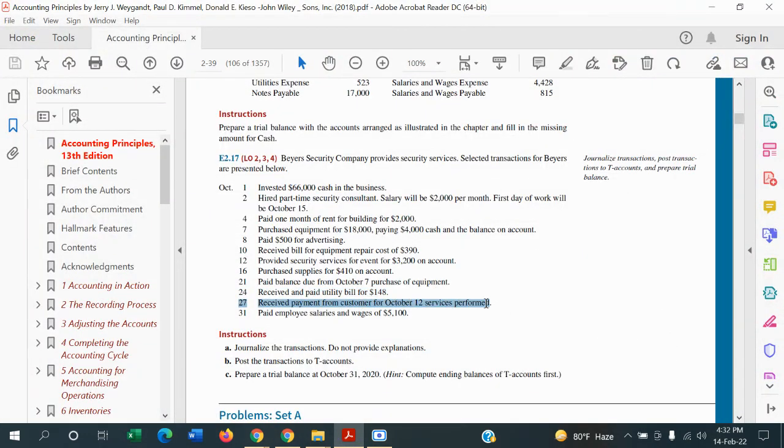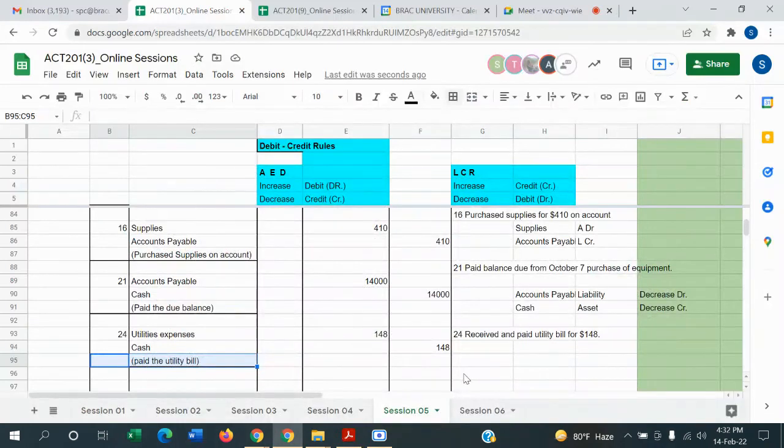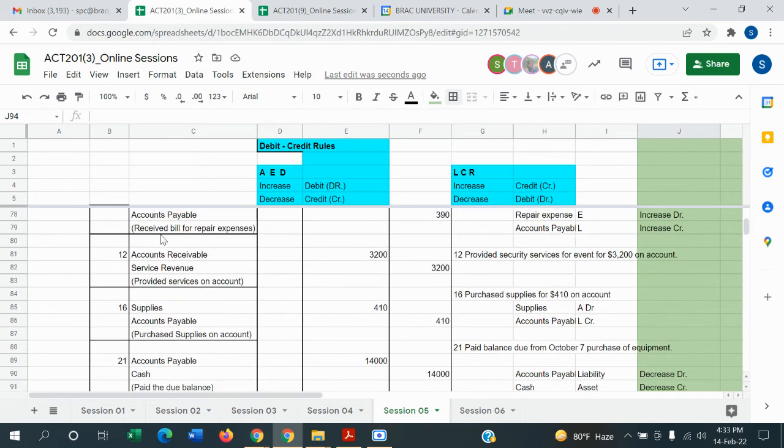27. Received payment from customers for October 12 service performed. Let's see what happened on October 12. On October 12, you provided services, but at the time you did not receive any cash. That's why you recorded accounts receivable. Now you are receiving cash from that customer.